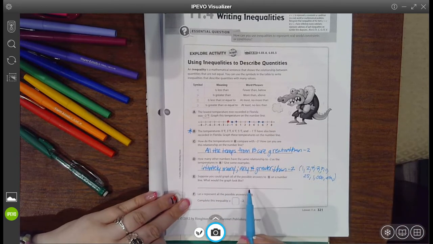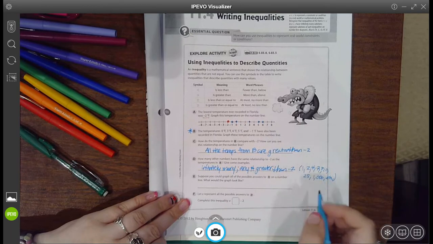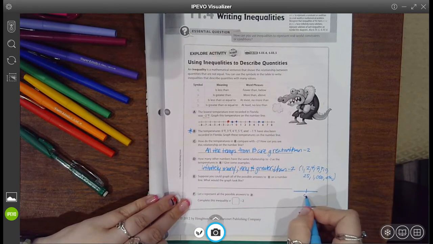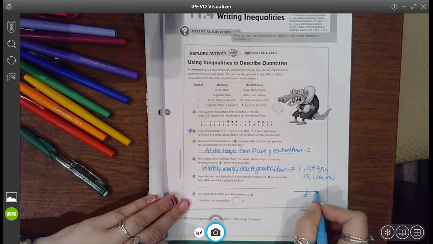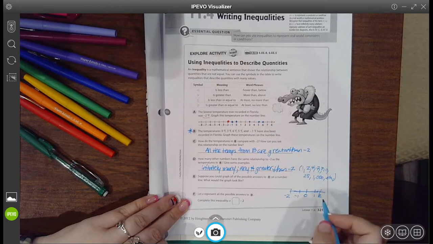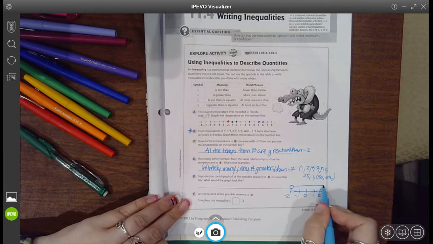But suppose you could graph all of these possible answers to D on a number line. What would that look like? And you're like, that would be terrible if I had to draw a dot at each one. No, it's not actually that bad, okay? What you do is here's 0, 1, 2, and then -1, -2. If I want to represent all the numbers that are greater than -2, I would draw a dot at -2, but not including -2, so open, and then all the numbers to the right. If I just draw a line with an arrow like that, that's saying all the numbers greater than -2, but not including it.